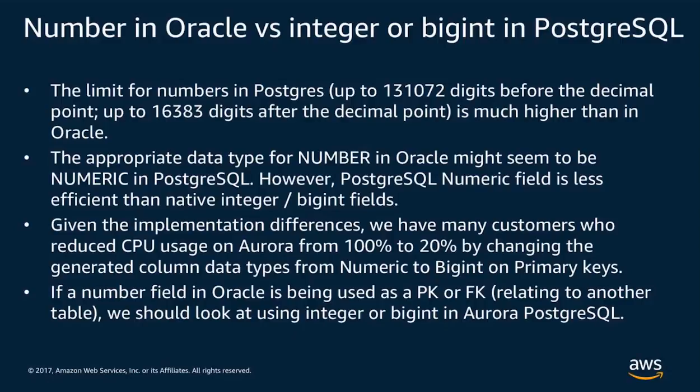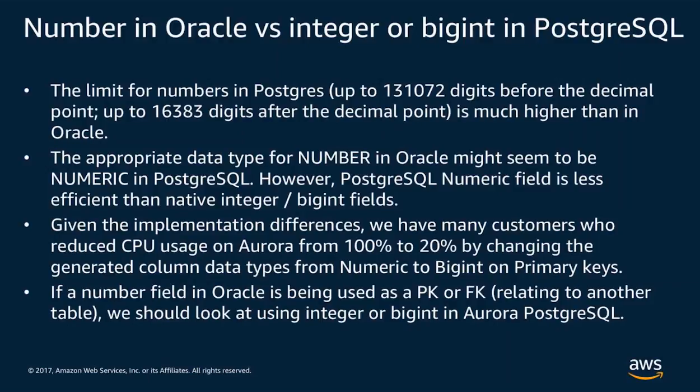A couple more features that I quickly wanted to touch on. Apologies for the text on the slide, but it's very important for us to know about this. The implementation of the number data type, synonymically called numeric in Postgres, is completely different. In Postgres, it can hold up to 131,000 digits before the decimal point and more than 16,000 digits after the decimal point, which is much higher than Oracle.